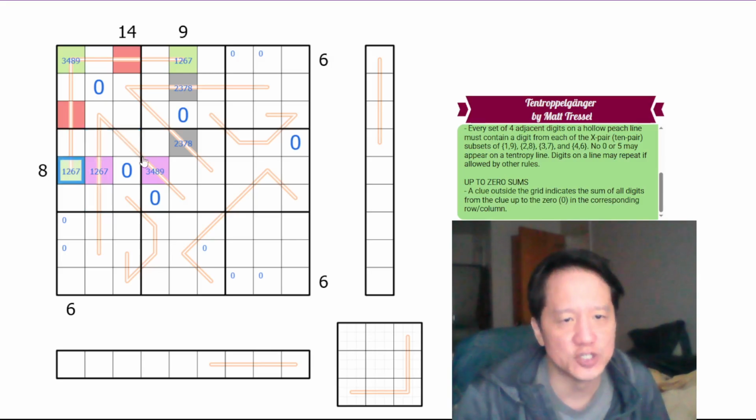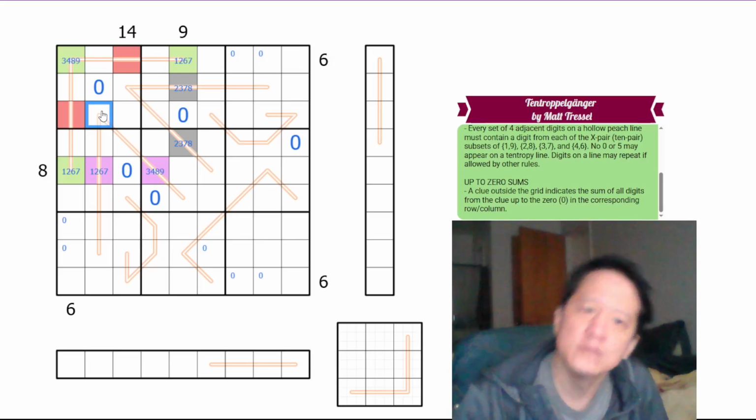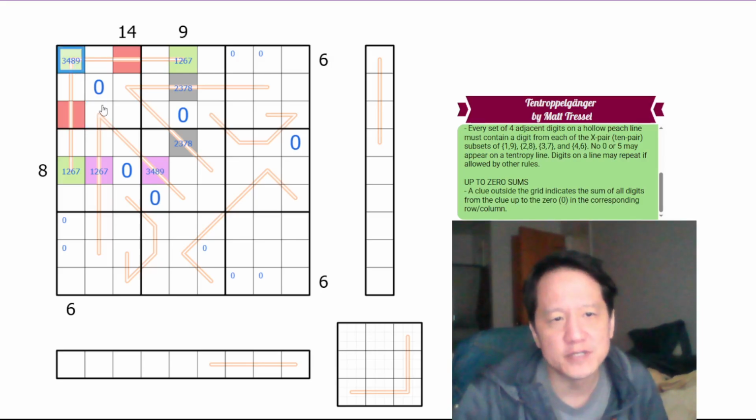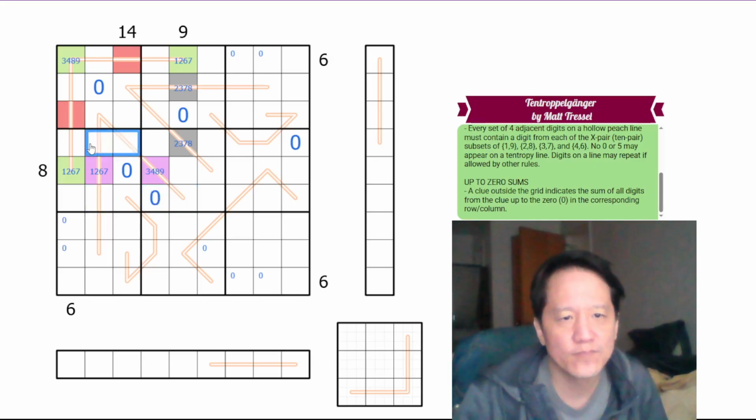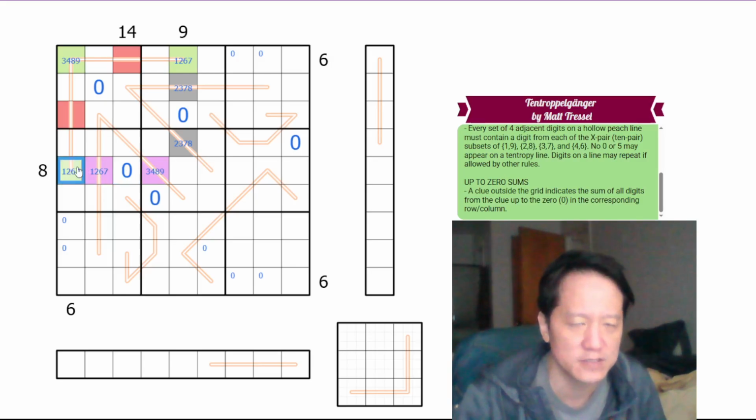We know this digit specifically cannot be any of these digits on the line. It could be that one. But the problem is that this digit could be any of these digits, period, right? So we know this is a different set than this, period, because if this is 1, that's 7. If this is 2, that's 6.